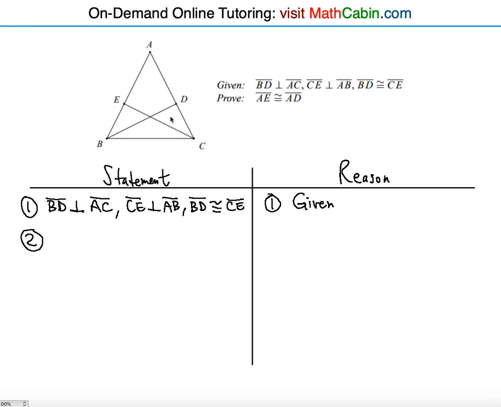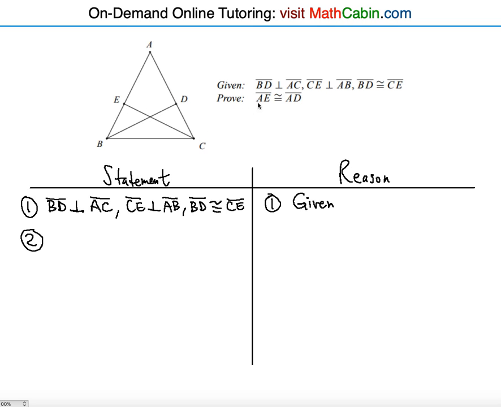It is given to us in this figure that BD line segment is perpendicular to AC, right? So this line segment is perpendicular to this side of the triangle. CE is perpendicular to AB, so this one is perpendicular to this triangle side, and BD is congruent to CE.